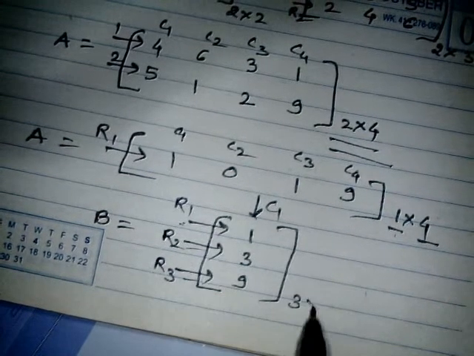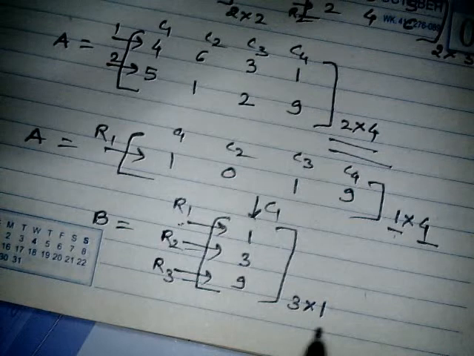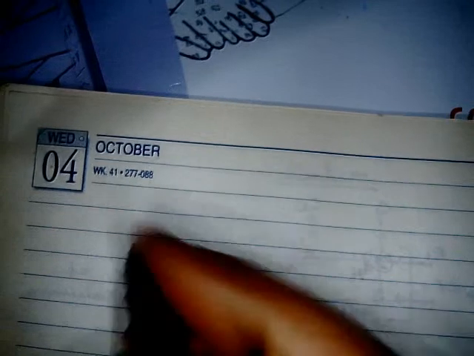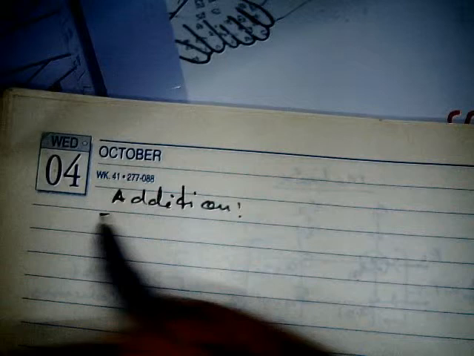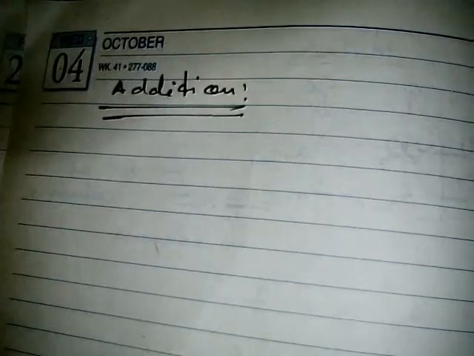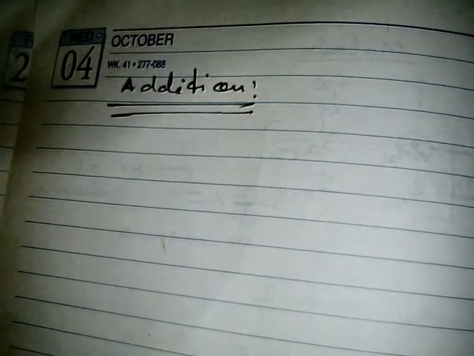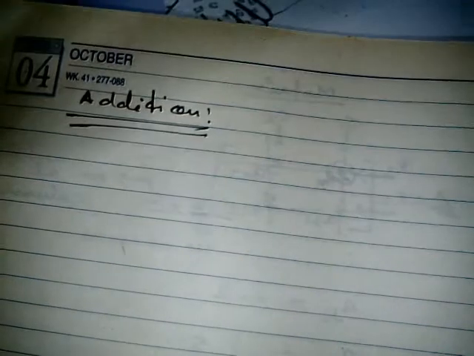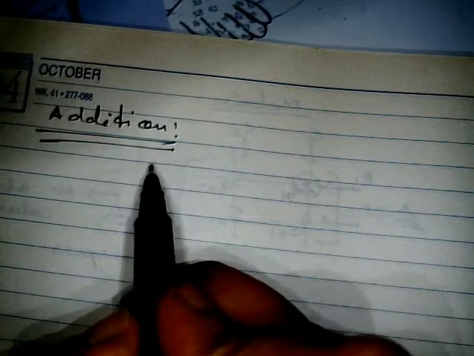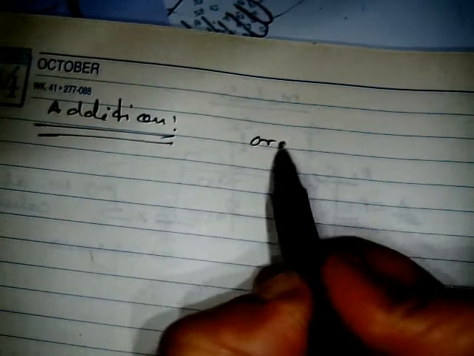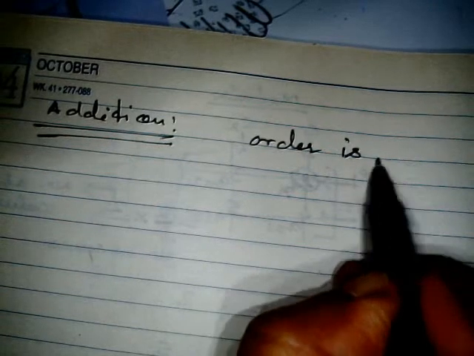Now we move to the operations. We see some operations over here. First we see addition. When could two matrices be added? Two matrices could be added if and only if their order is same. If the order of the two matrices is same, then those two matrices could be added, otherwise not.